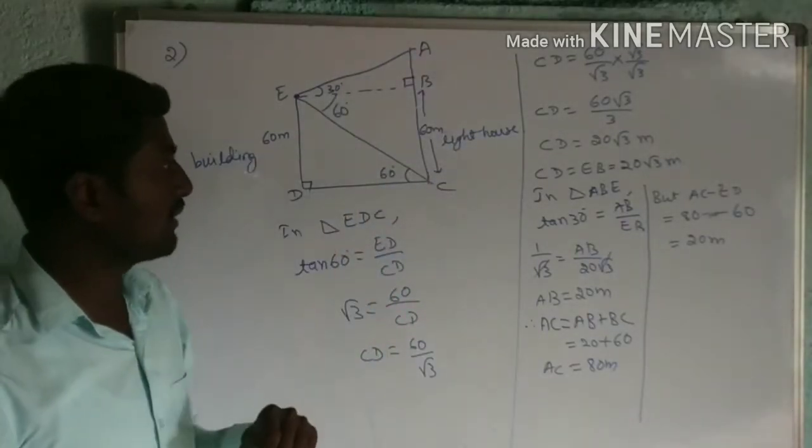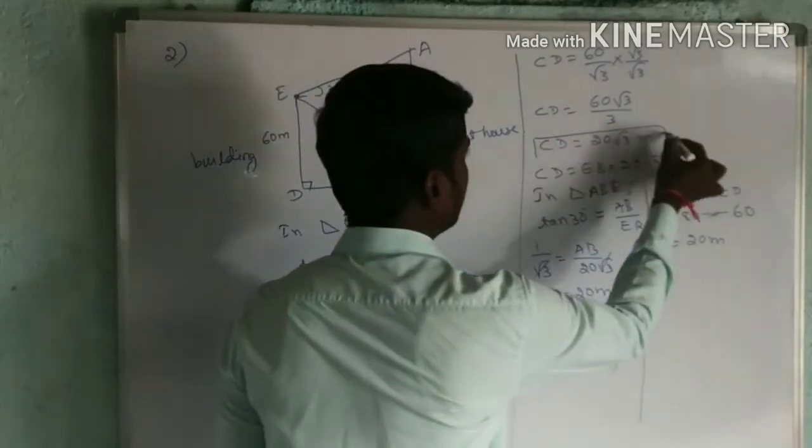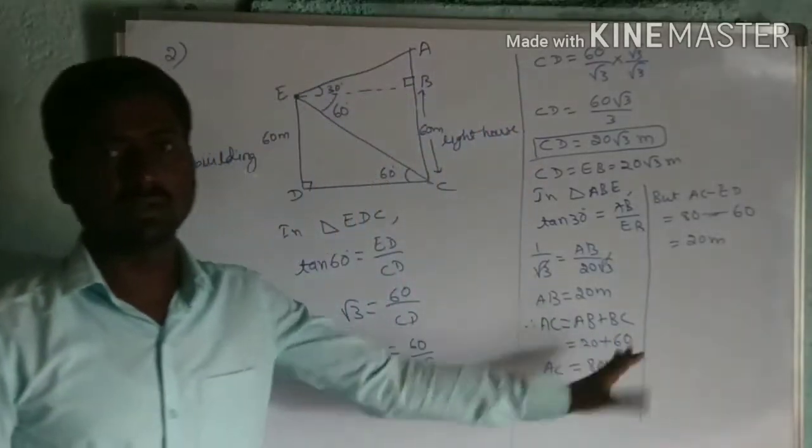And then another one I want to find. What is that? CD. So CD I already calculated. CD is 20 root 3 meter and the difference AC minus ED is 20 meter. You can write the conclusion at the end.